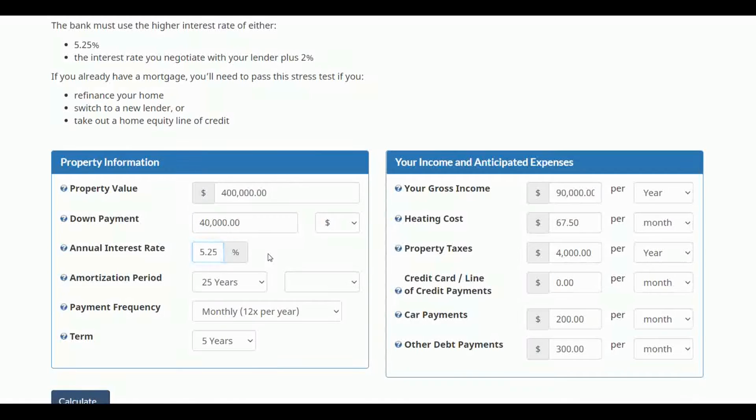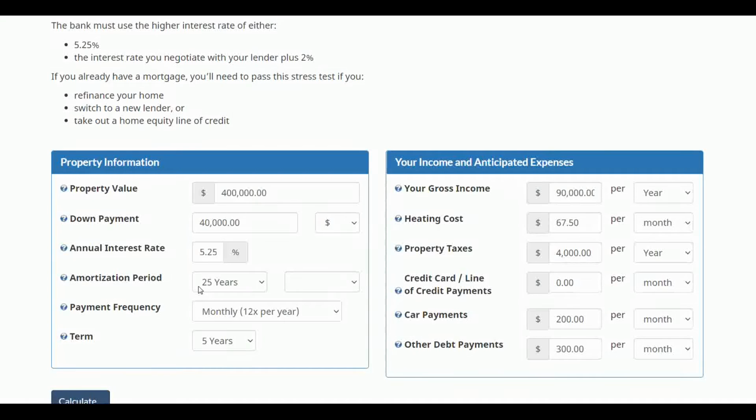Interest rate. Here we're going to put the qualifying rate in there, so that's 5.25%. Amortization period. If you are putting less than 20% down as a down payment, the maximum amortization period you can have is 25 years. If you're putting more than that, then you can go up to 30 years, 35 years, depending on the institution. Some even go up to 40 years today, even in 2021. It just depends on the nature of the institution, and the nature of the transaction that you're engaging in.